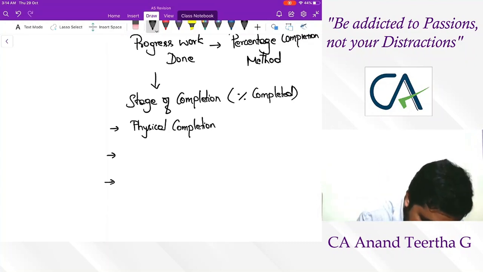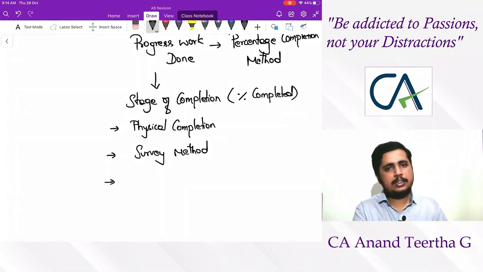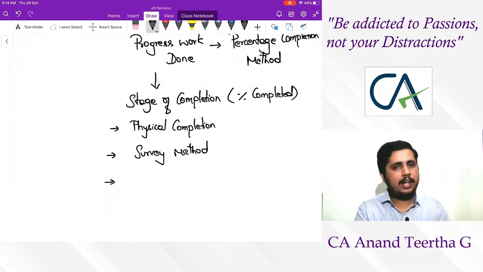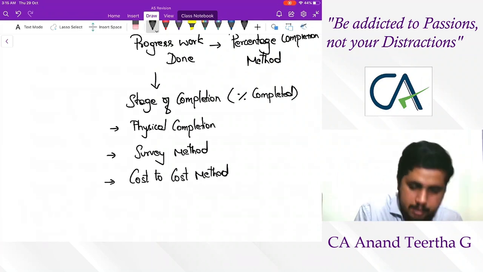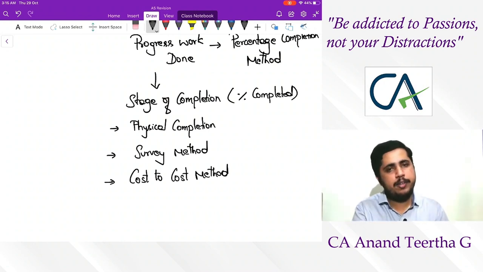The second one is called the survey method. In this, you call a professional and ask that professional to come and check the project. That professional is going to give his advice and his final say on it. That will be called the survey method. The third one is called the cost to cost method. The second one might be followed, but normally the third method is followed. Even from the exam angle also, normally this third method is followed.